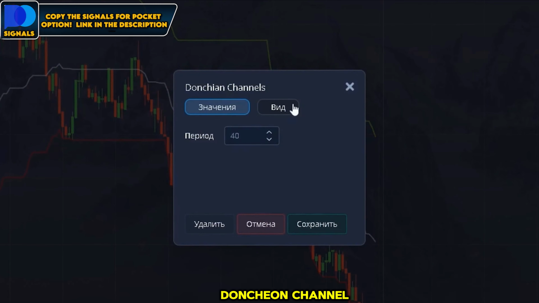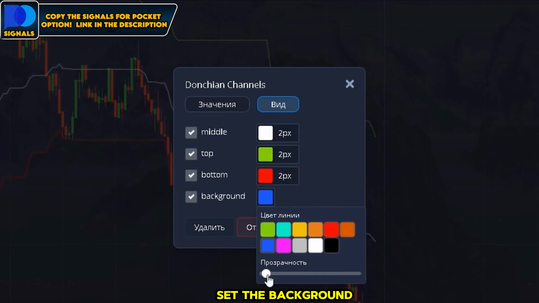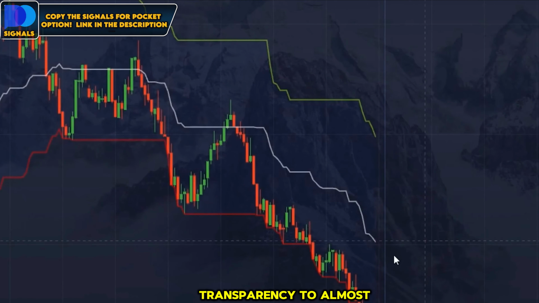So, for the Donchian channel, the period is 40. Next, the appearance: white 2 pixels for the middle line, green 2 pixels for the upper line, red 2 pixels for the lower line, and I also set the background to blue and reduce the transparency to almost the minimum.